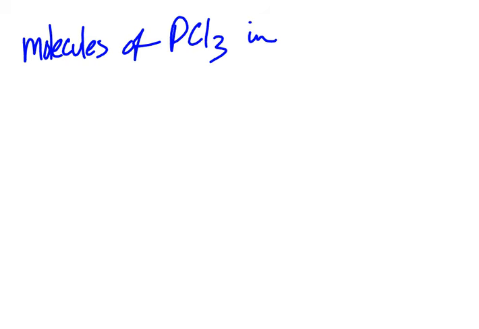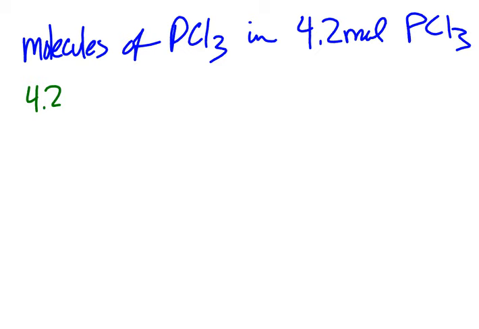So let's say I want to know how many molecules of phosphorus trichloride are in 4.2 moles of phosphorus trichloride. How I would set that up: I take what I'm given and put it over 1. 4.2 moles phosphorus trichloride, over 1. And I want to know how many molecules there are. Well, guess what? A mole is a mole is a mole. So if I'm going from moles to molecules, or moles to formula units, or back, I'm still using Avogadro's number.